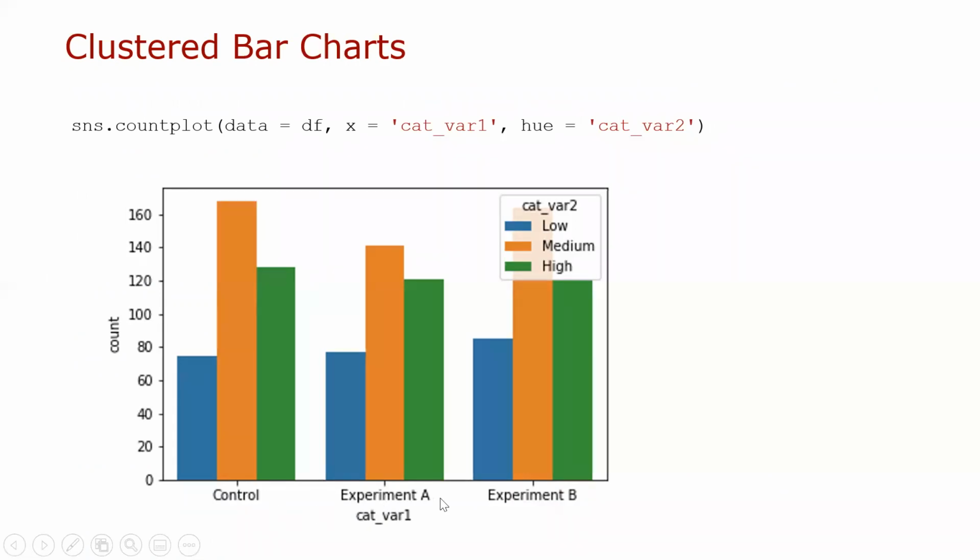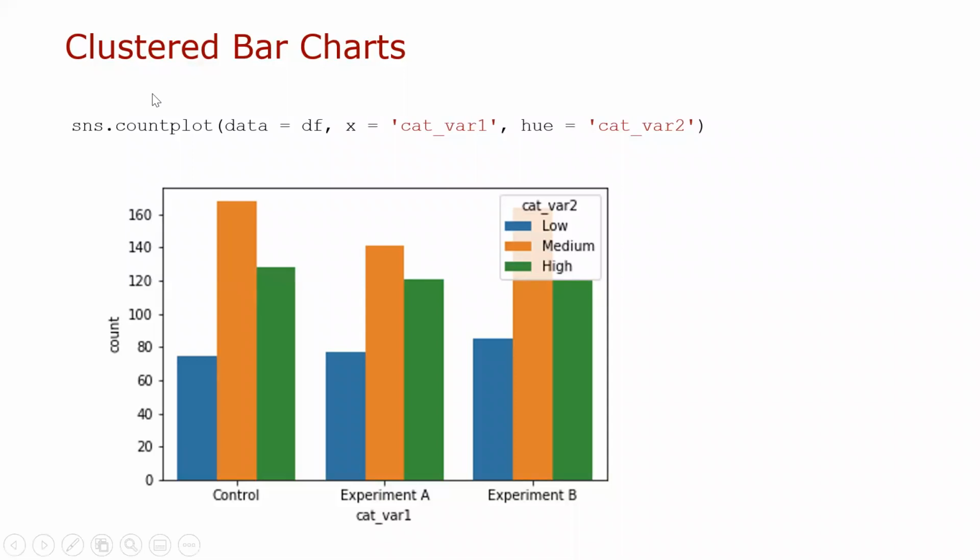Okay, we have experiment A, experiment B, and the control experiment. This is category variable 1, and this is the count. The count of what? Low, medium, and high. So we have category 1 and category 2. Inside category 1, we have the control. For each control, I have low, medium, and high.